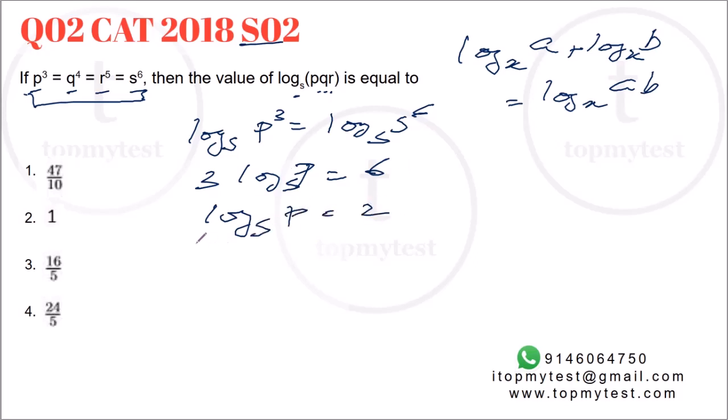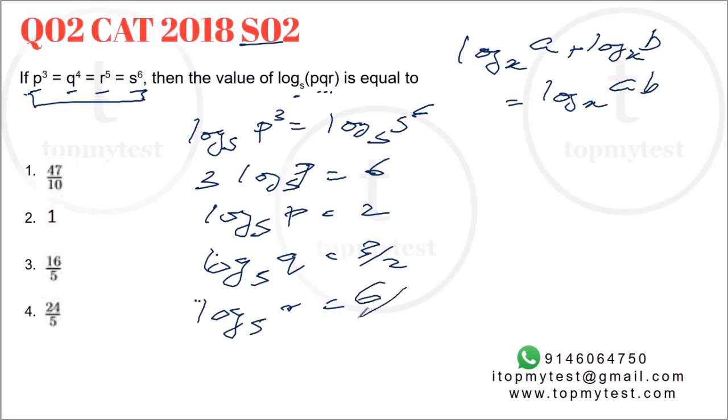Similarly, if I repeat the process with the other 2 as well, log of q to the base s should be equal to 6 by 4, which is 3 by 2. And log of r to the base s should be equal to 6 by 5. Now, we'll use this relation, add the 3 of them, we'll get log p plus log q plus log r, which will be log of p into q into r. That value will be equal to 2 plus 3 by 2 plus 6 by 5.